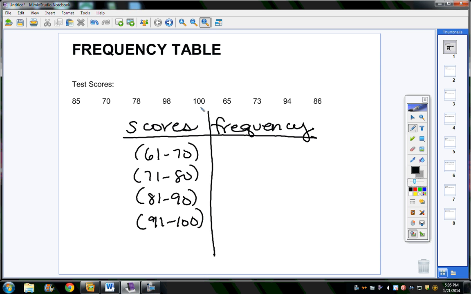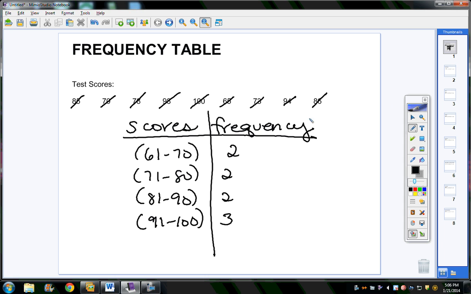So again, the frequency is the number of times that it occurs. So when I look for 61 to 70, I've got a number here and here. So I've got 2 numbers that occur in that interval. From 71 to 80, I have 2 numbers. From 81 to 90, I have 2 numbers. And then I have 2 numbers from 91 to 100. So that makes it easy. Oh no, I have 3 numbers. Sorry. I have 3 numbers from 91 to 100. Okay?